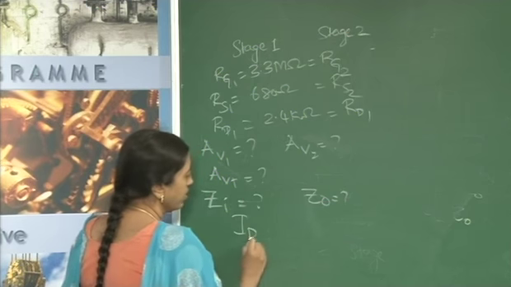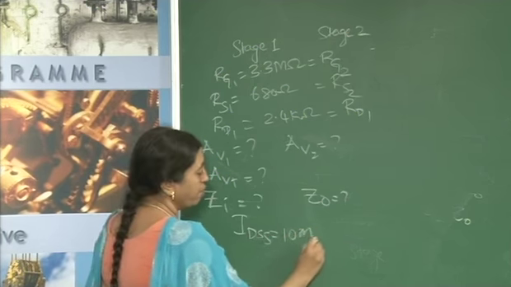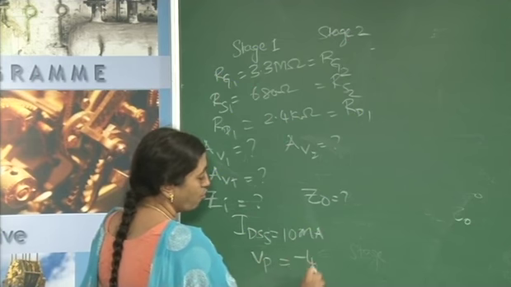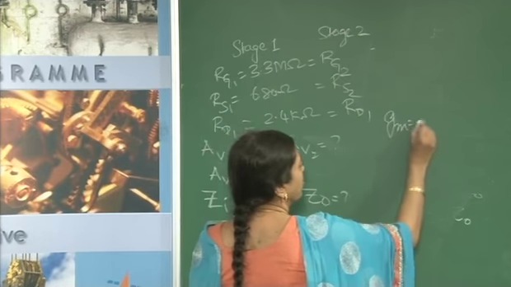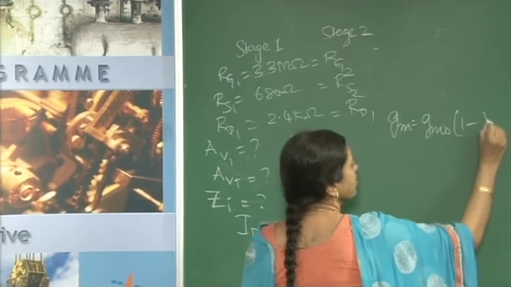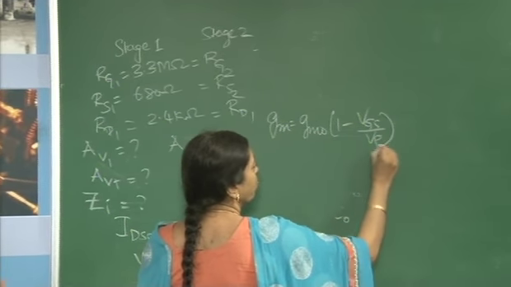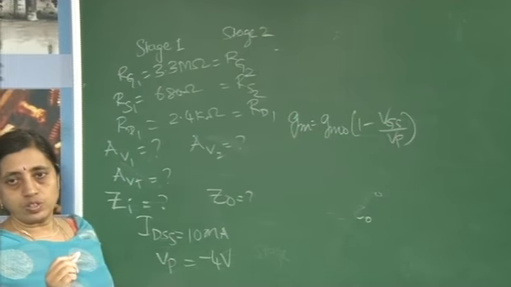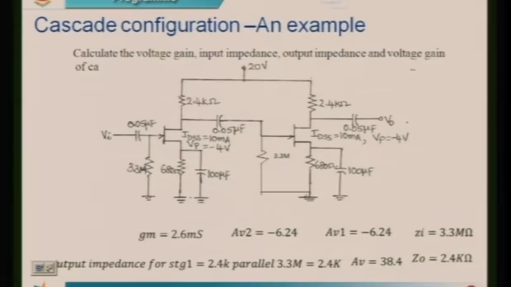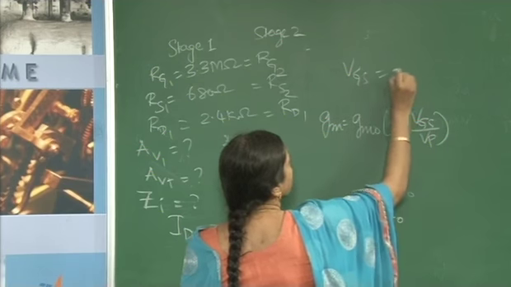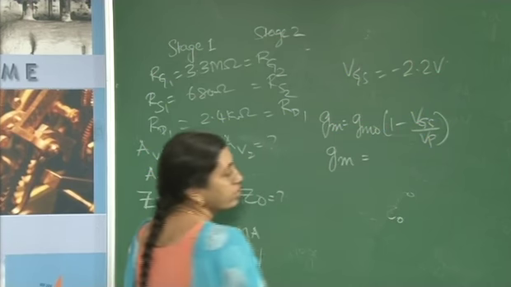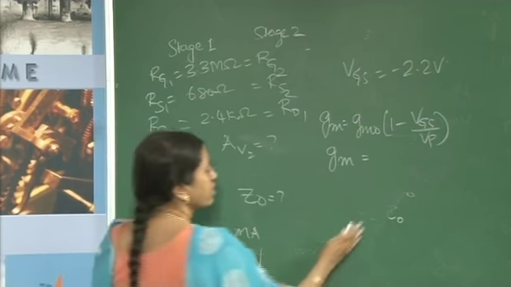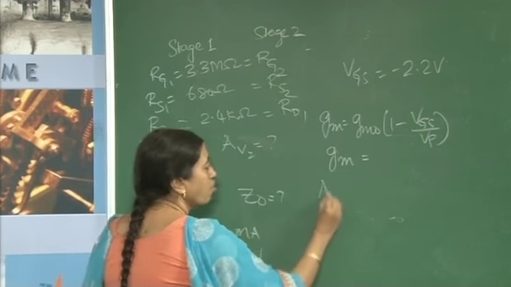So, IDSS is 10 milliamperes, VP is minus 4 volts. So, you can determine gm, which is gm0 into 1 minus VGS divided by VP. VGS value is specified, so let us consider VGS to be around minus 2.2 volts. For this value you find out the value of gm. Once gm is found out, we can find out what is AV.